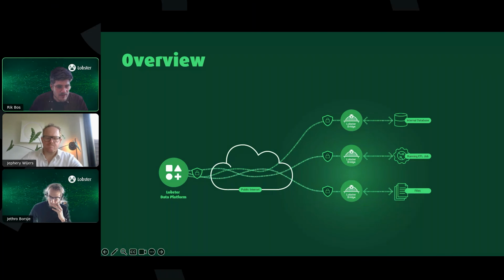From a very high level perspective, how does it look? On one hand, you have the Lobster Data Platform, and the Lobster Data Platform is somehow connected to the public internet. And that is also the place where you want to configure all your integrations, set up your integrations and settings, maybe expose an MCP server. But it's also the place from where you want to connect to, let's say, that internal database, or where you want to trigger an ETL job, or where you want to exchange files with people.